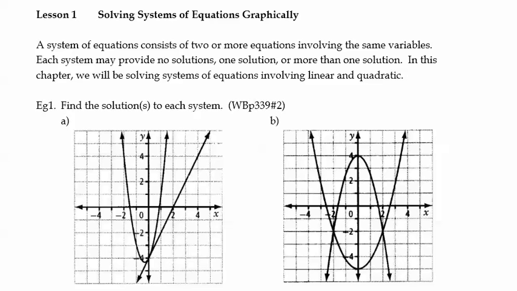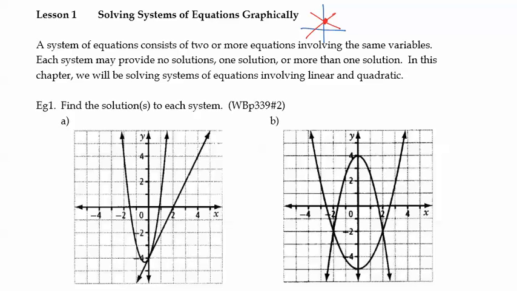In the past, we've learned how to solve a system of equations by graphing. It could be a system that involved two straight lines. Back in grade 10, you were told to find the point where they intersect. And that's what we call the solution to your system.